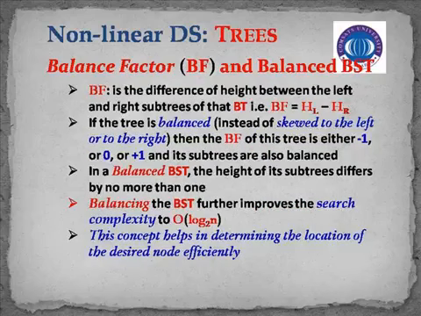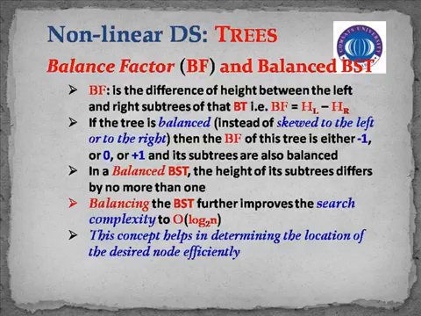Dear listeners, to cope up the issue raised in the previous slide regarding the unbalanced binary search tree, the balancing is performed by considering the balance factor, which is the difference of height between the left and the right subtrees of that binary tree. If the tree is balanced instead of skewed to the left or to the right, then the balance factor of this tree is either -1 or 0 or +1, and its subtrees are also balanced.